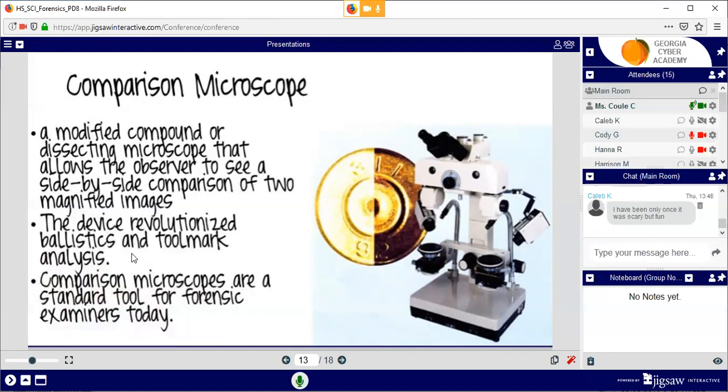So the comparison microscope revolutionized ballistics and tool mark analysis for the same reason. You can put two things up next to each other and look at them really closely and in great detail. So they're a standard tool that we use for forensics today. And that's a picture of a comparison microscope right there.